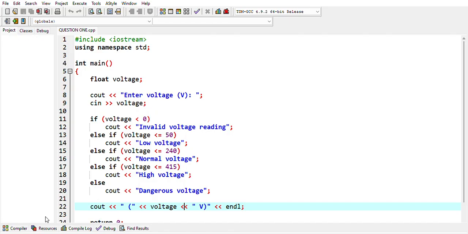Last but not the least, cout << "(" << voltage << "V)" << endl;. That means it prints the voltage entered by the user in brackets. The endl moves the cursor to the next line. You can see on the screen << endl;. For that one, it moves the cursor to the next line.